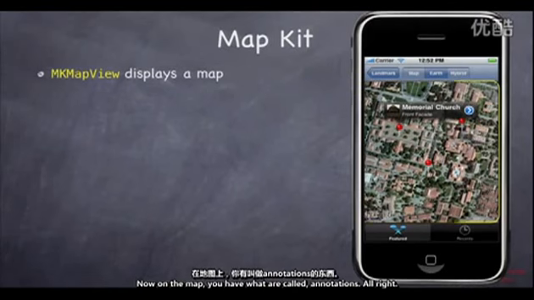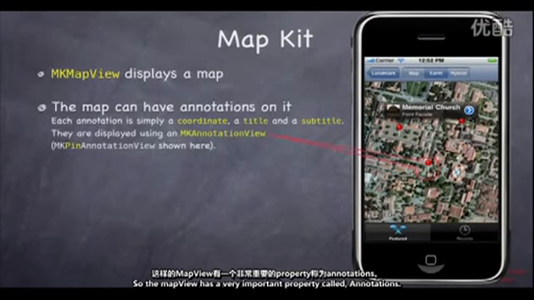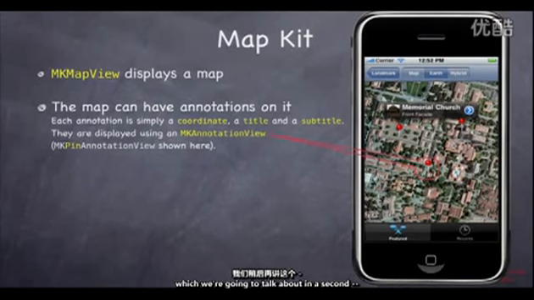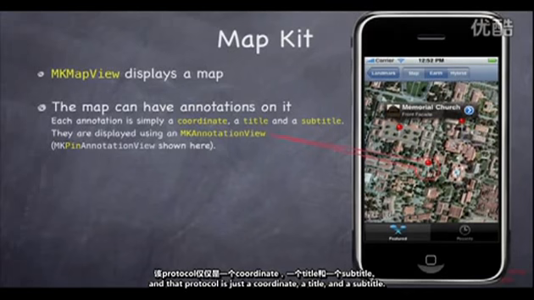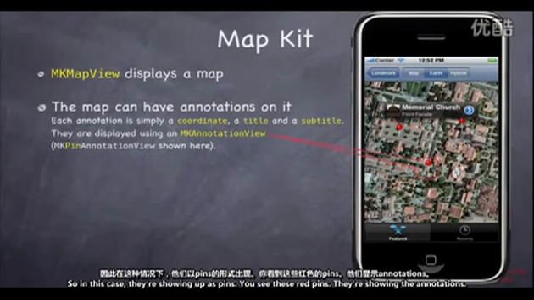Now, on the map, you have what are called annotations. The map view has a very important property called annotations, and it's just an NSArray of objects that implement the MKAnnotation protocol, which we're going to talk about in a second. And that protocol is just a coordinate, a title, and a subtitle. And so the annotations appear on the map using an MKAnnotationView, which we'll also talk about. So in this case, they're showing up as pins. You see these red pins are showing the annotations.